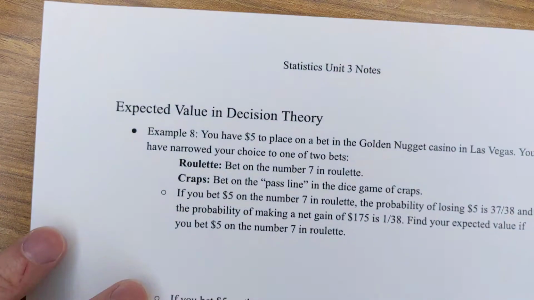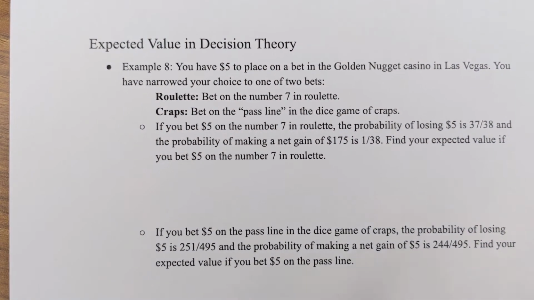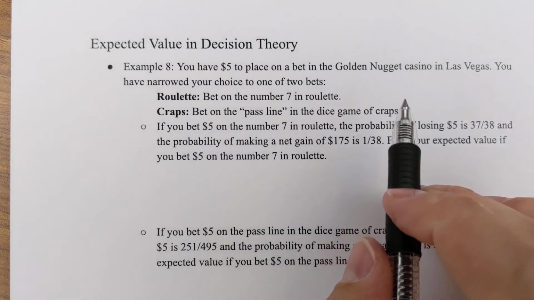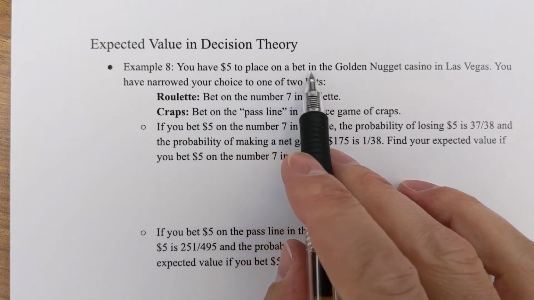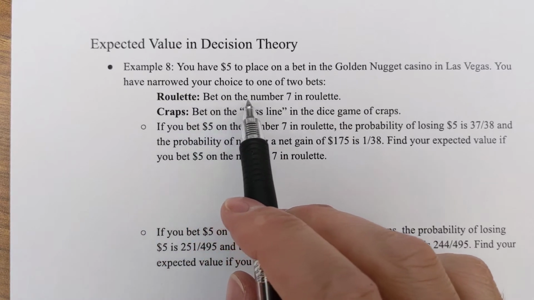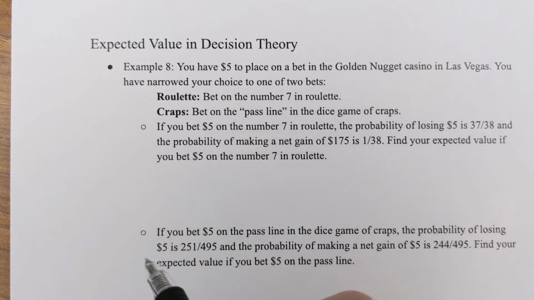Okay, and I believe that brings us to the last thing for this section, expected value and decision theory. So the expected value is essentially the average, as we talked about before. So you have $5 to place on a bet in the Golden Nugget Casino. You have narrowed your choice to one of 2 bets. So roulette, you're going to bet on the number 7. Craps, you're going to bet on the pass line.